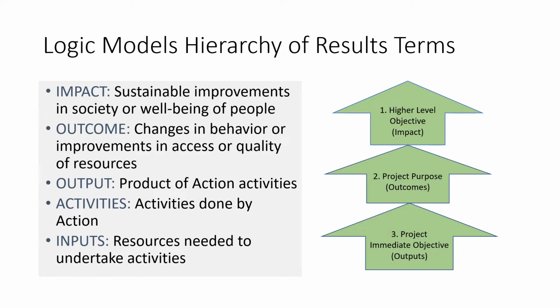If we do that output, then the next level upward is the outcome. And this is the changes in behavior or improvements as a result of the outputs being accomplished. At the highest level, we have the impact, and these are the improvements in society or well-being of people. Sometimes in some logical frameworks, they use the word goal at the impact level, and at the outcome level, some people use the term purpose. So there is a little bit of change in wording. And there are other variants of the words, but the principle remains the same.